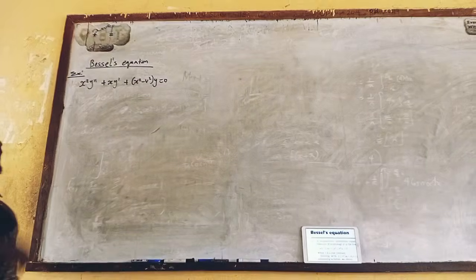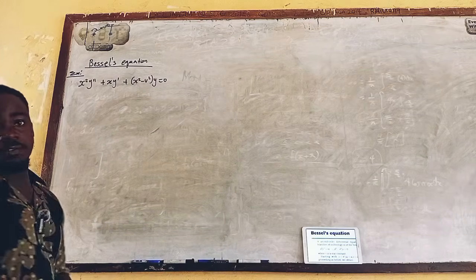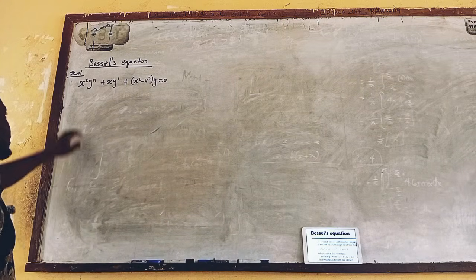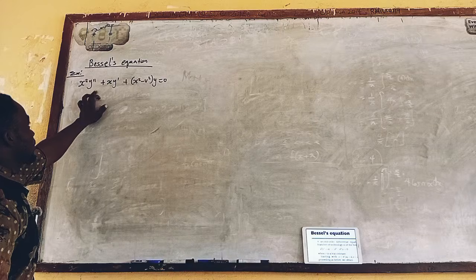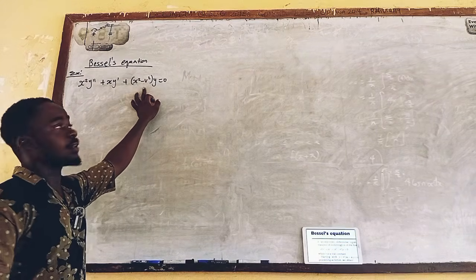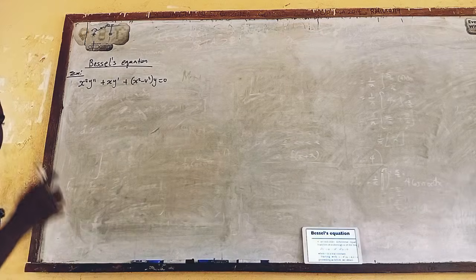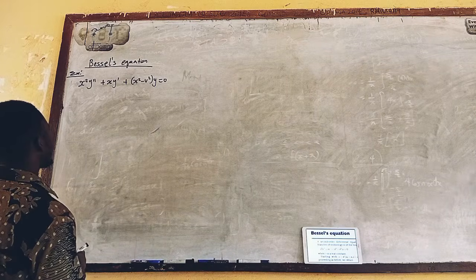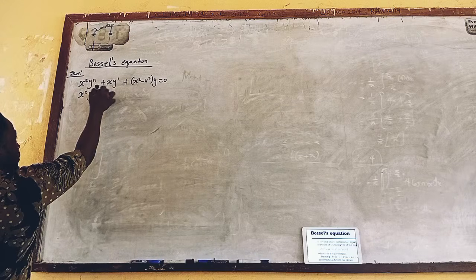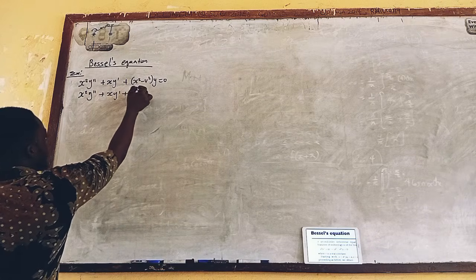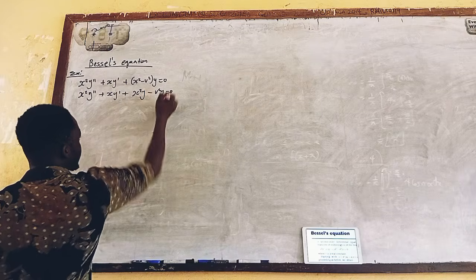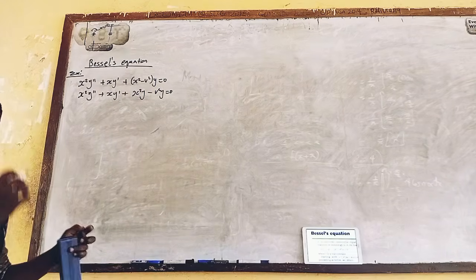Hello guys, our video today is on Bessel's equation. We have x squared y'' plus xy' plus (x squared minus v squared) y. The first thing to do is to open the bracket. Let's open these brackets. We have x squared y'' plus xy' plus x squared y minus v squared y equals 0. That's the first step to do.